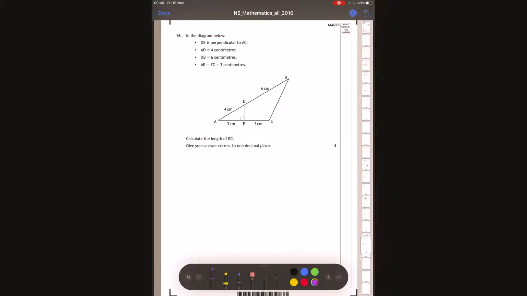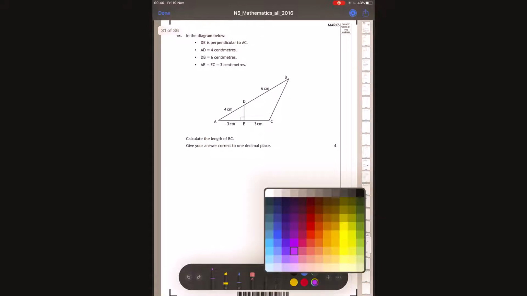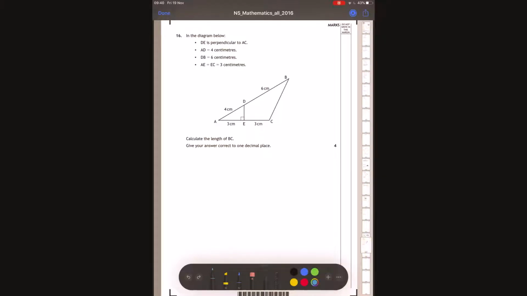So in question 16, this is a hard one, a really hard one actually, but we'll get to it. So anyway, we need to find the length of BC, which is this length here. We cannot currently do this, but we're going to have to use trig, and we can do it. We're missing one piece of information.